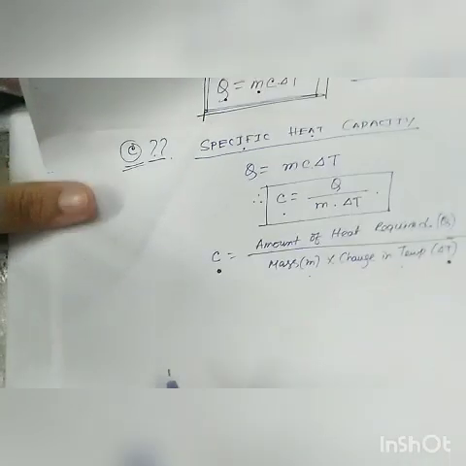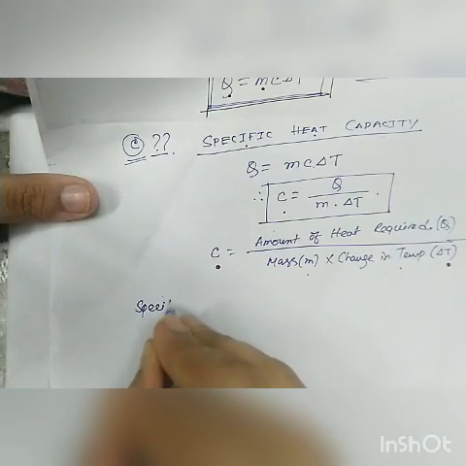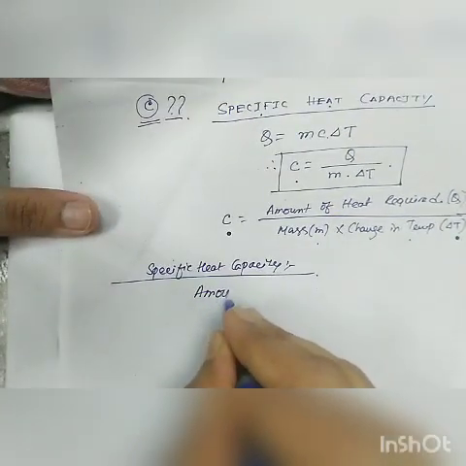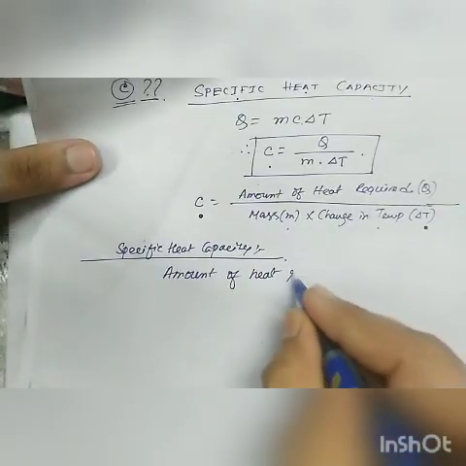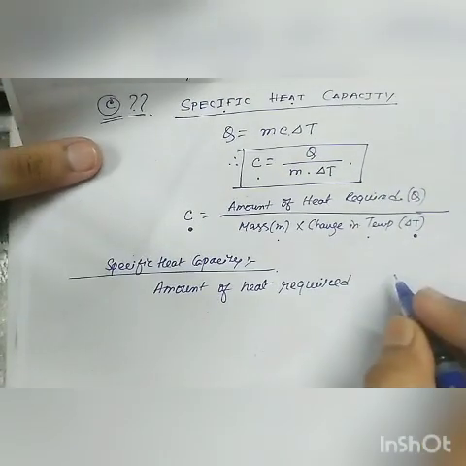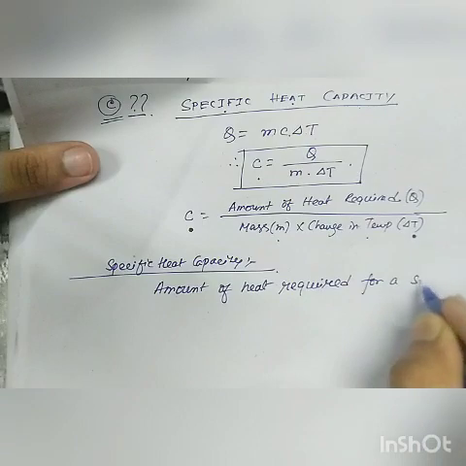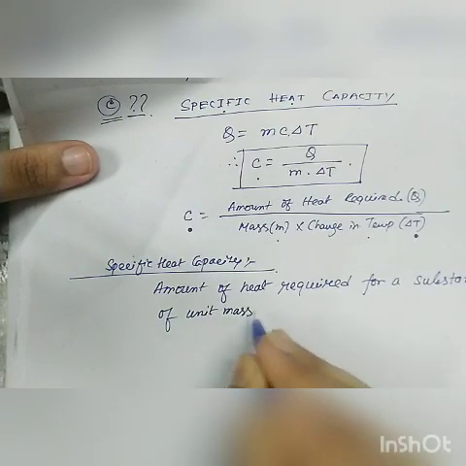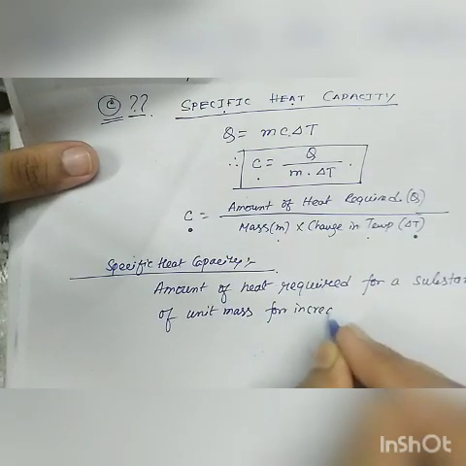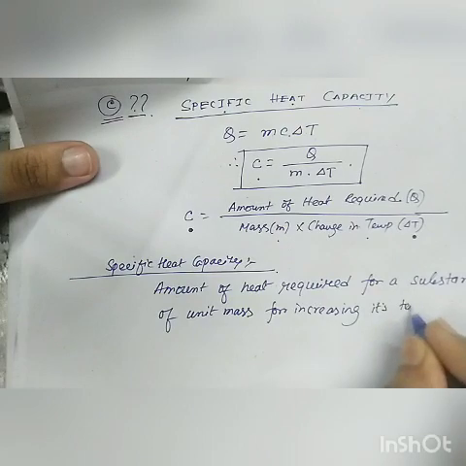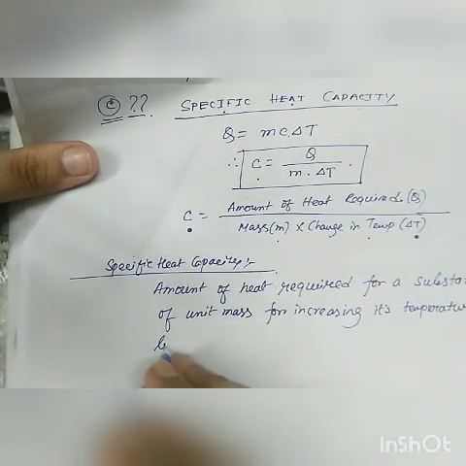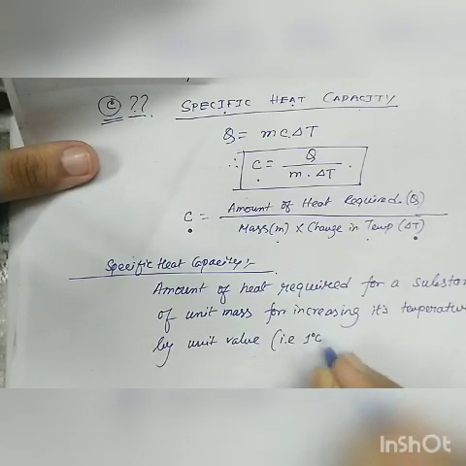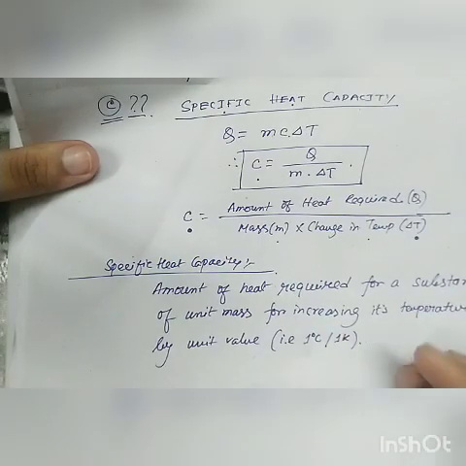Clear? So specific heat capacity stands for the amount of heat required for a substance of unit mass for increasing its temperature by unit value, that is like 1 degree centigrade or 1 Kelvin, whatever you prefer, same thing. Clear?